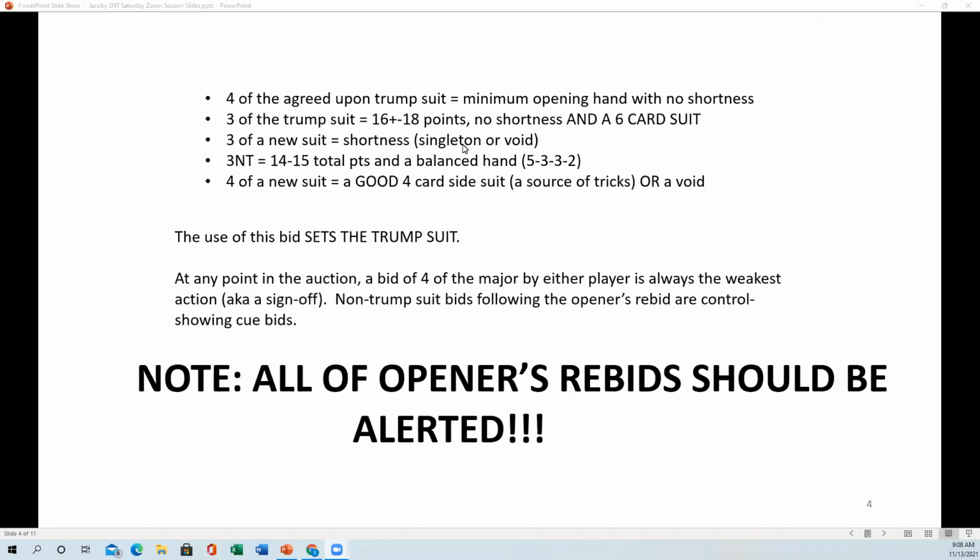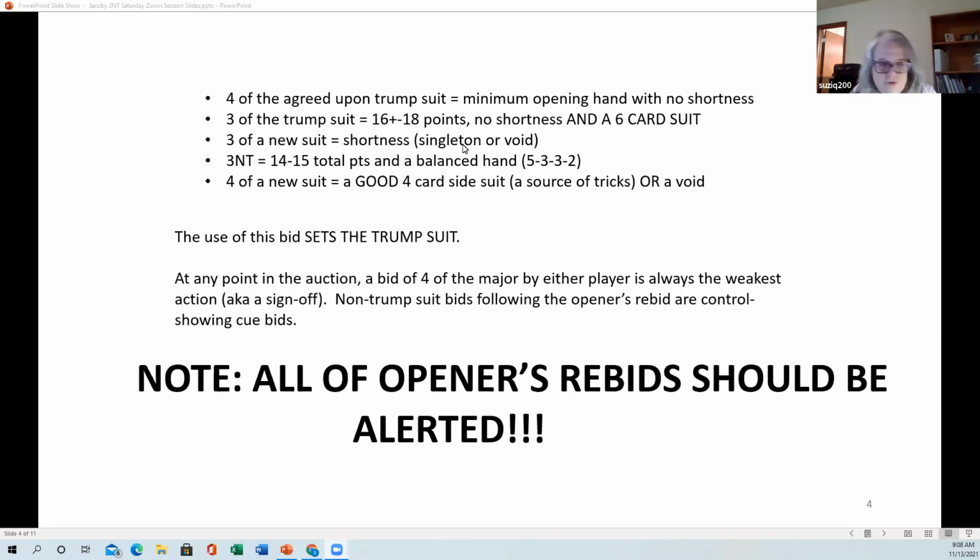All of a sudden, your partner's hand can grow in value. Maybe he has 3 small opposite your singleton. Yay, I have no wasted values in that suit. That means all of our points are working together in the other suits. So this is incredibly important information.